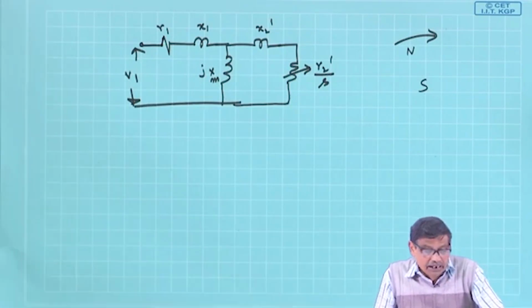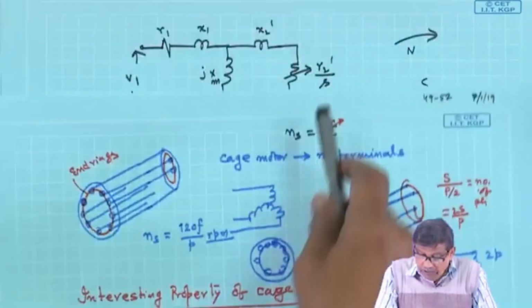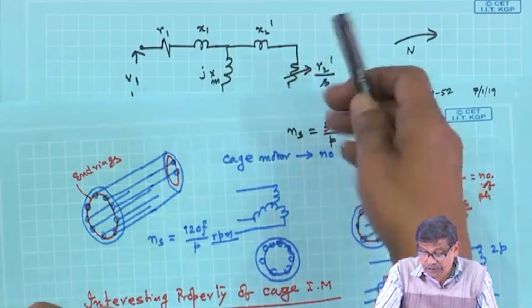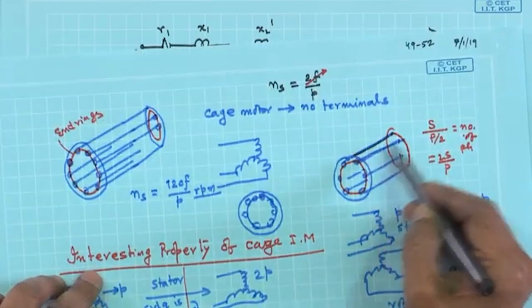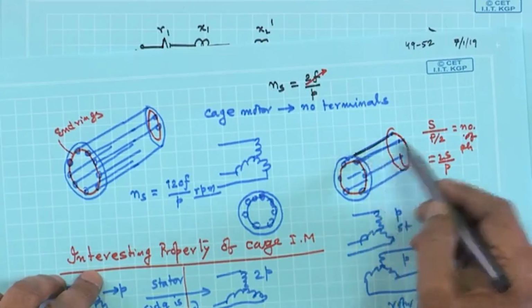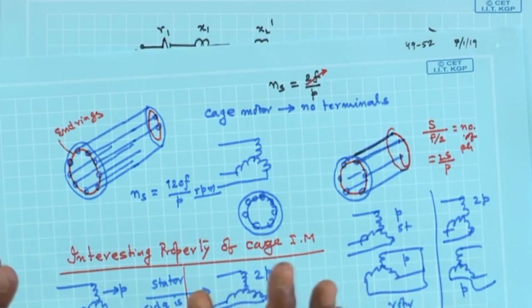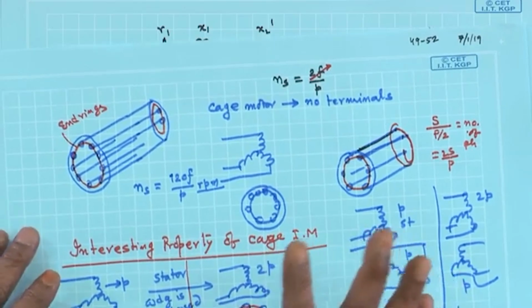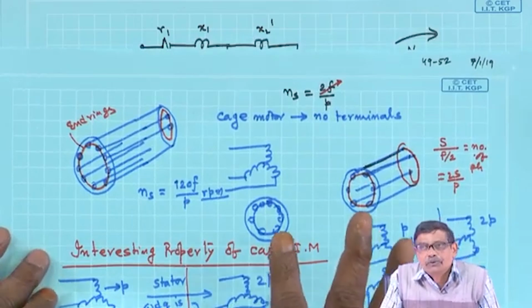The question comes: your actual machine was this, so how is this R2 dashed, which we have already assumed to be a 3-phase type, with resistance per phase, related to the bar resistance here? They can be related, I do not bother, that can be done. In your design course you will learn that.